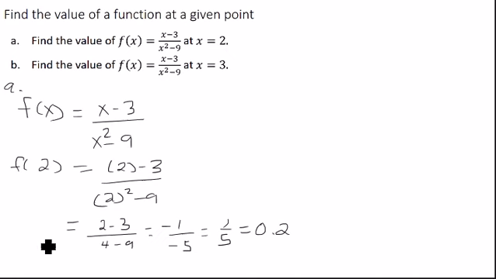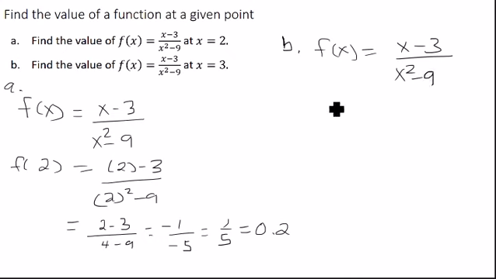No problem. We just need to simplify and calculate these things a little bit. Now pause this video and work on part B. Well, I hope you worked on part B, so let's look at this. Here we have the same function, the function expression is the same: f of x equals x minus 3 over x squared minus 9, and we're finding the value at 3.